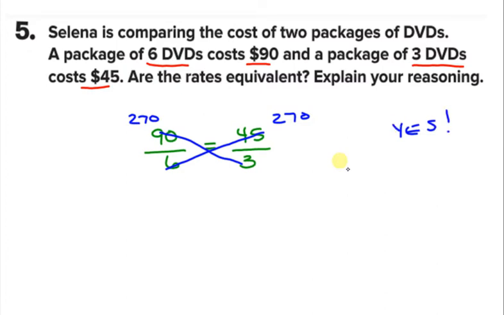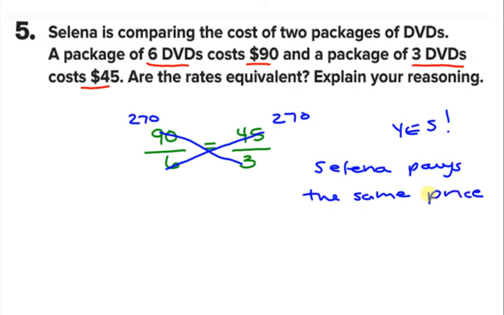Now we need to explain our reasoning. This means Selena pays the same price per DVD. And to check that out, all you would have to do is find the unit rate of each one. So for the first fraction over here, 90 divided by 6, it's going to be $15 per DVD. If you find the unit rate over here, it is also $15 per DVD.